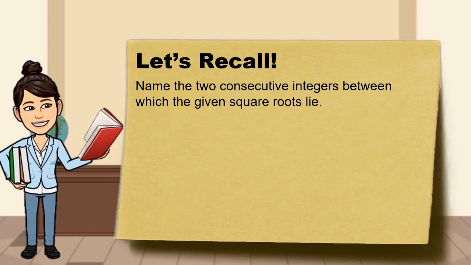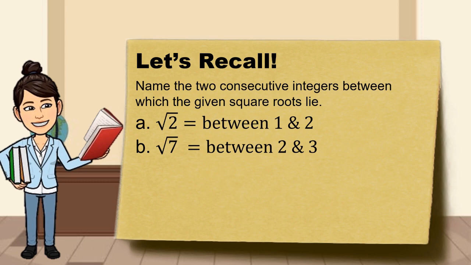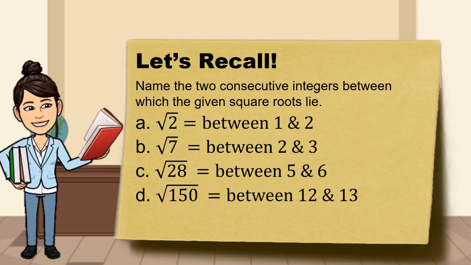Let's check your answers. Letter A, square root of 2 is between 1 and 2. Letter B, square root of 7 is between 2 and 3. Letter C, square root of 28 is between 5 and 6. Letter D, square root of 150 is between 12 and 13. And letter E, square root of 41 is between 6 and 7. I hope you did great in answering the activity because it will help you understand our second lesson for this day a lot easier.